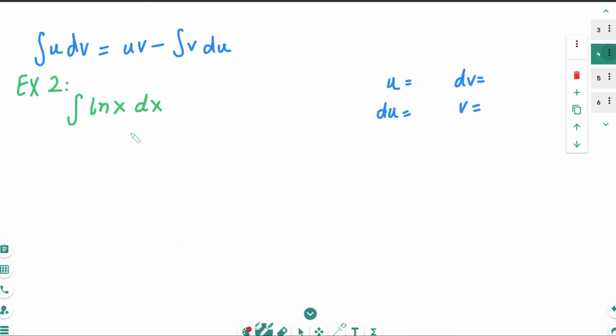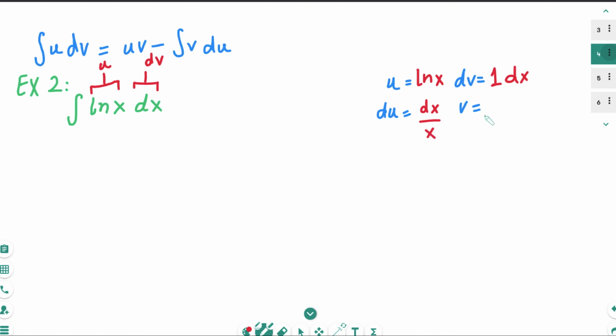Example 2, integrate ln of x. We can choose u as ln of x because we know its differential, and dv would just be equal to dx. Let's write it here. U is ln of x. And if you want, we can write dv as just a constant, 1 multiplied by dx. We take the differential of ln of x, which is dx over x, and the integral of 1 dx is just x.